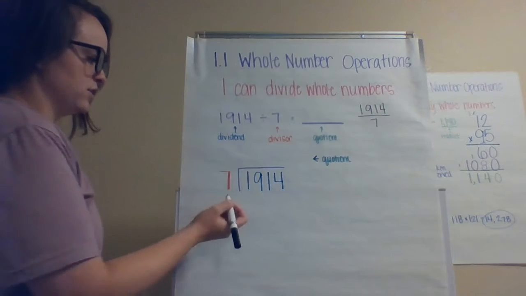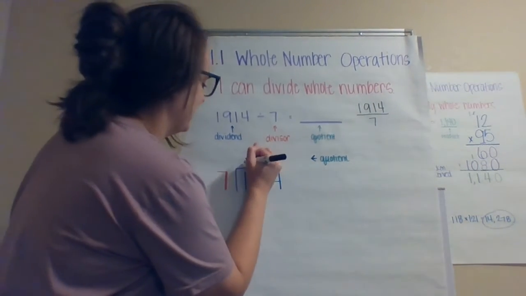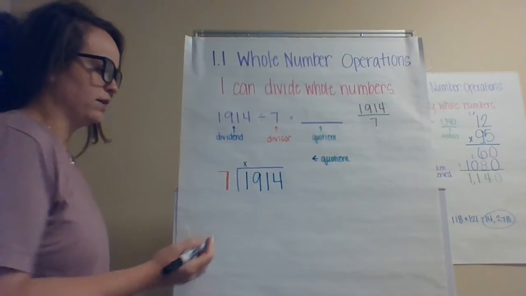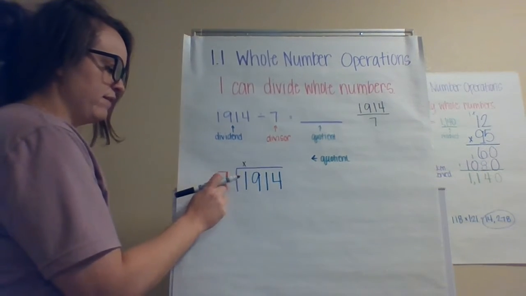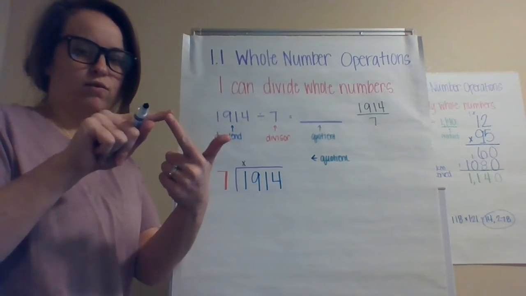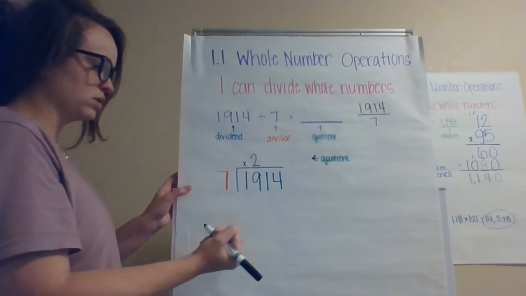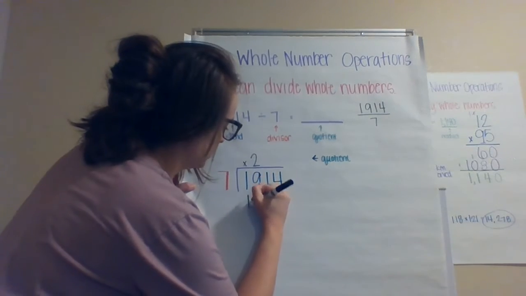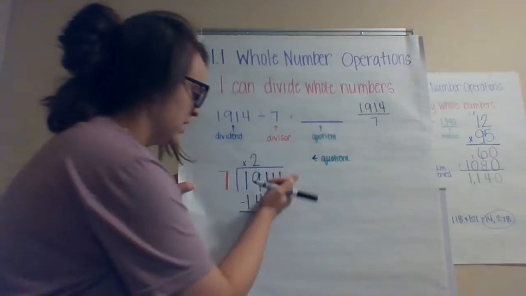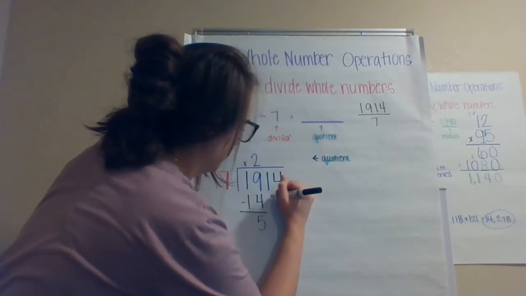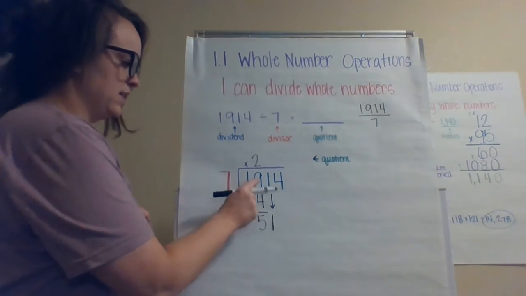So the first thing you'll want to do is ask yourself, how many times does 7 go into 1? And I know that 7 is larger than 1, so it cannot fit into the number 1. So now I'm going to move over and see how many times 7 goes into 19. 7, 14, 21's too many, so it goes in twice. And when I multiply 2 times 7, I get 14. I'm going to subtract that, and I'm going to end up with 5, and then I'm going to bring down my 1.